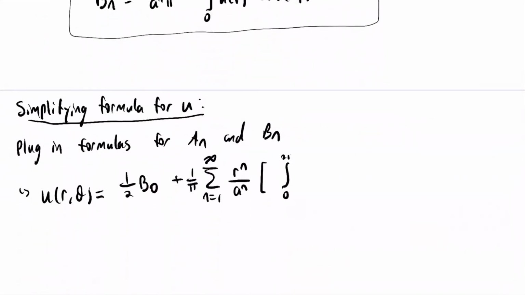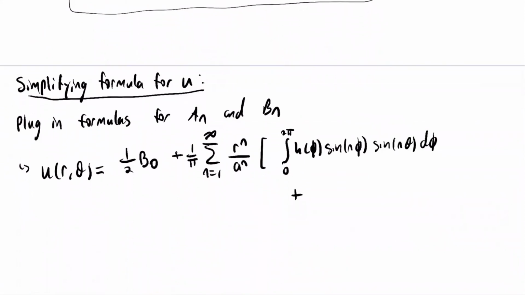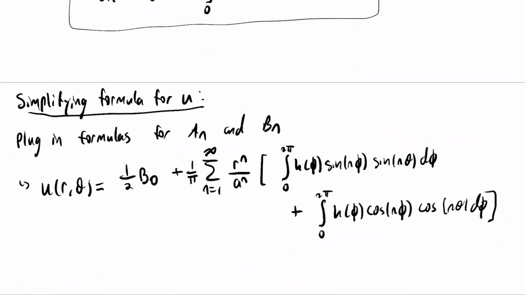the integral from 0 to 2π of h(φ) sine of nφ times sine of nθ dφ. And then the second term is the integral from 0 to 2π of h(φ) times cosine of nφ times cosine of nθ, integrating with respect to φ.